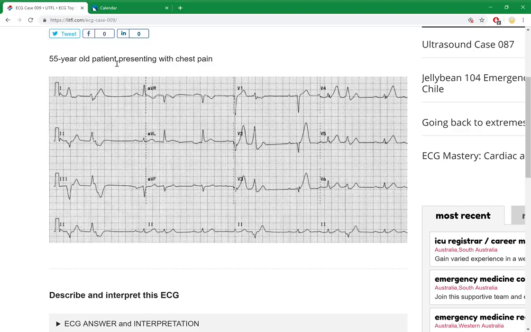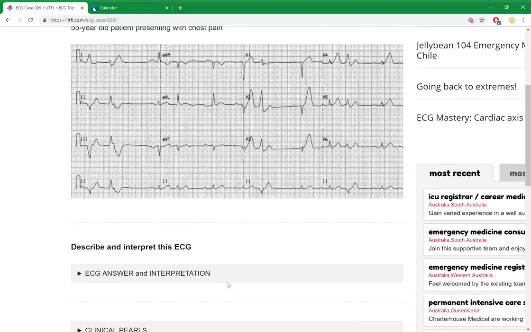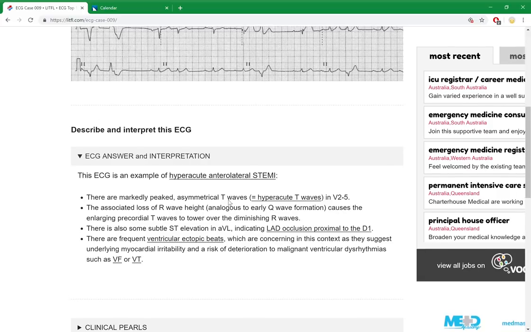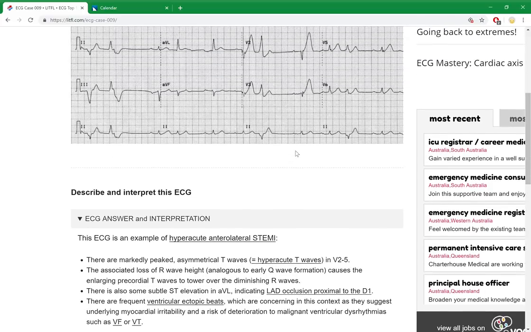So, a 55-year-old presenting with chest pain. You get handed this EKG, you're worried they're having an MI, and you've caught it kind of early, which is not a bad thing. So we're going to move on. Look at this example of a hyperacute anterolateral STEMI, right?